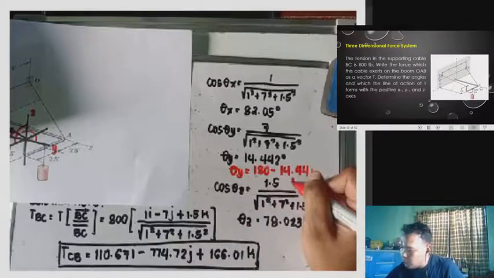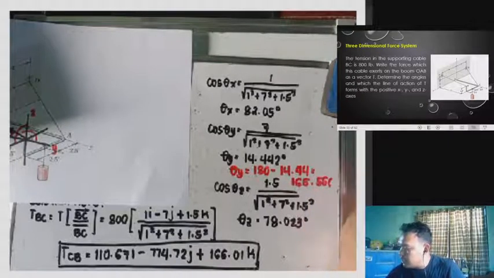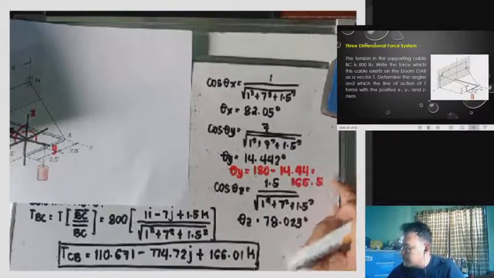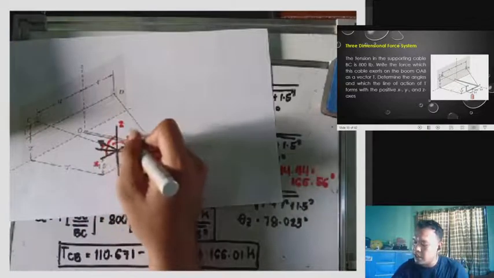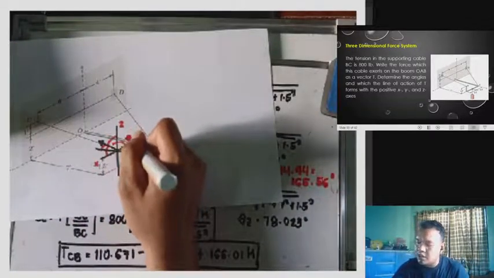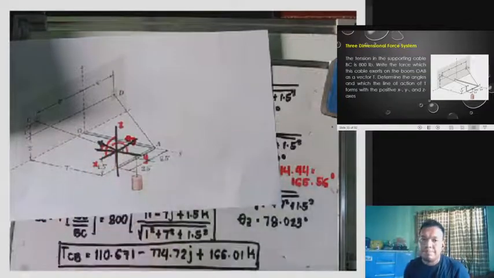We have here 165.56 degrees. Therefore, yung theta y natin dapat na actualize ito. Nandito. Ito yung theta y. Okay?